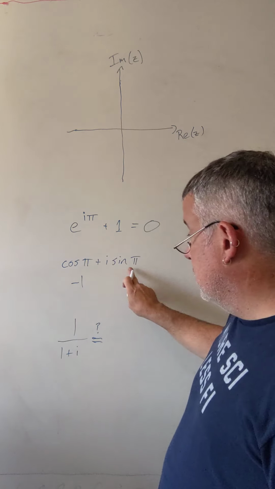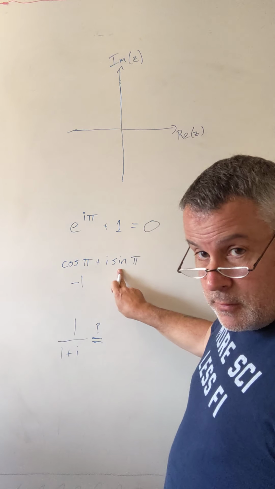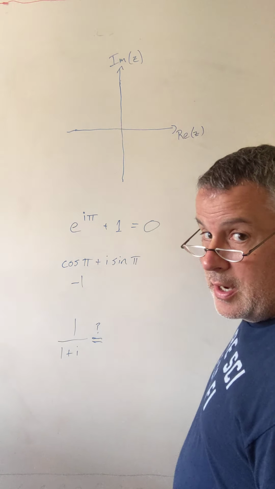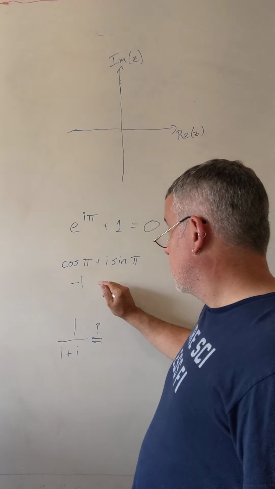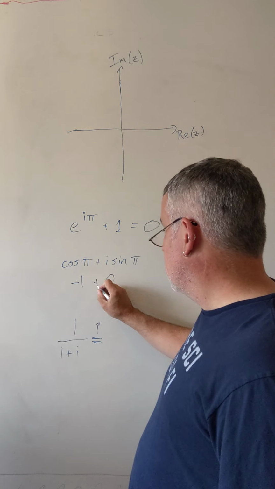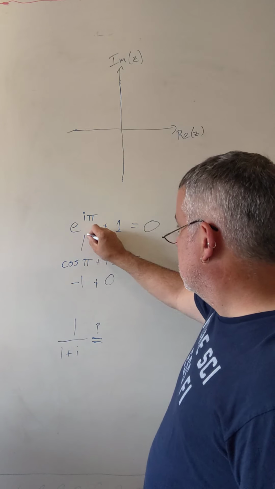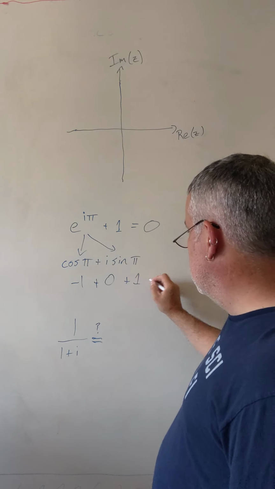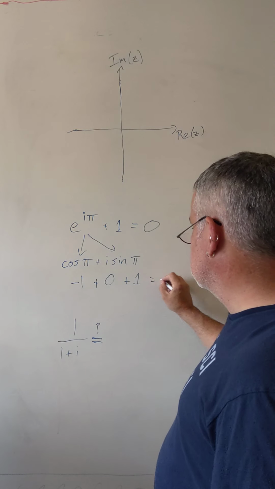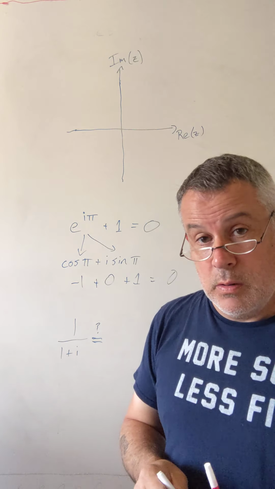Sine of pi: sine starts out at 0, goes up to 1 at pi over 2, comes back down to 0 at pi. This is 0 plus 0. That's this part of the equation. So now we need to add another 1. Minus 1 and the 1 cancel, and yes, indeed, it does equal 0.